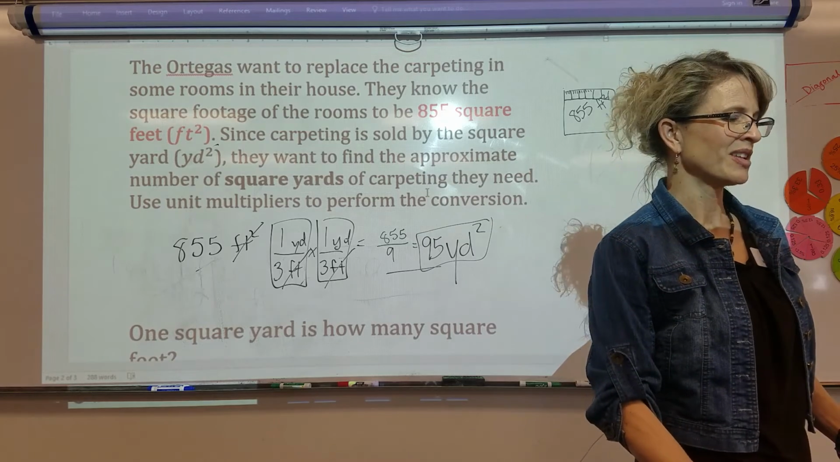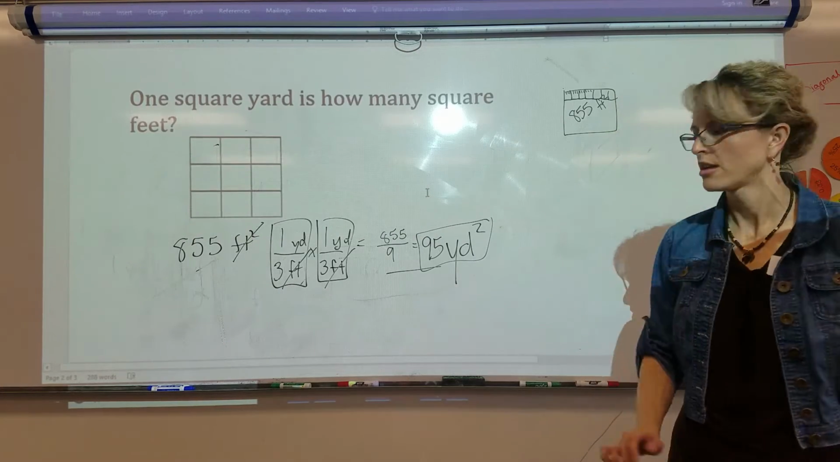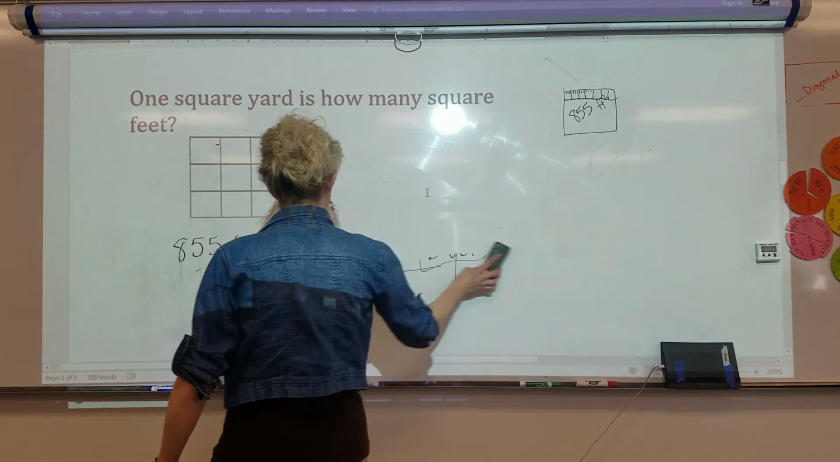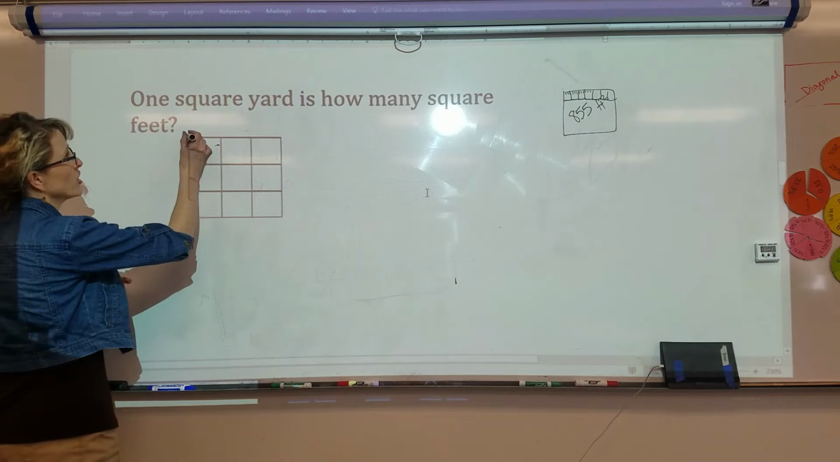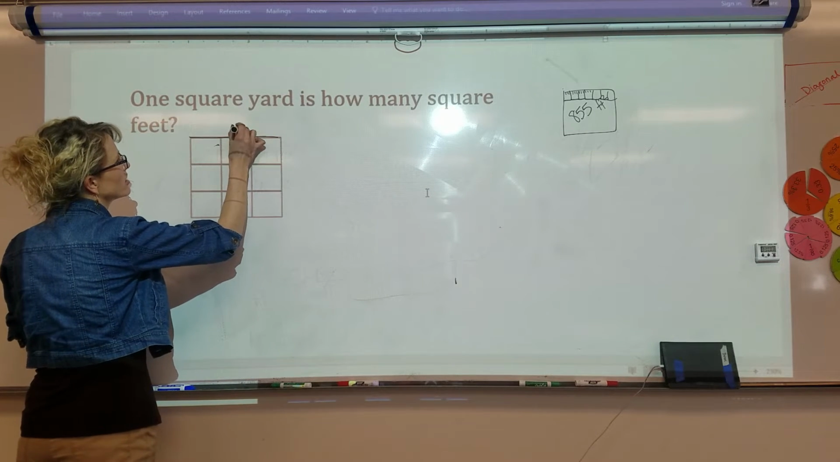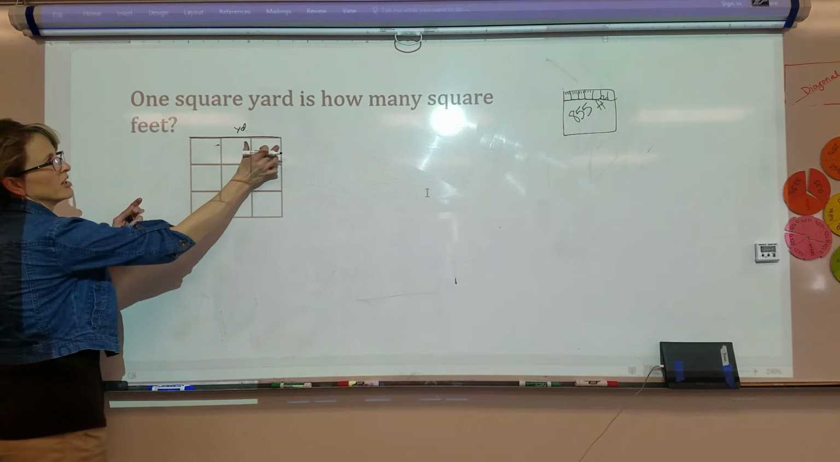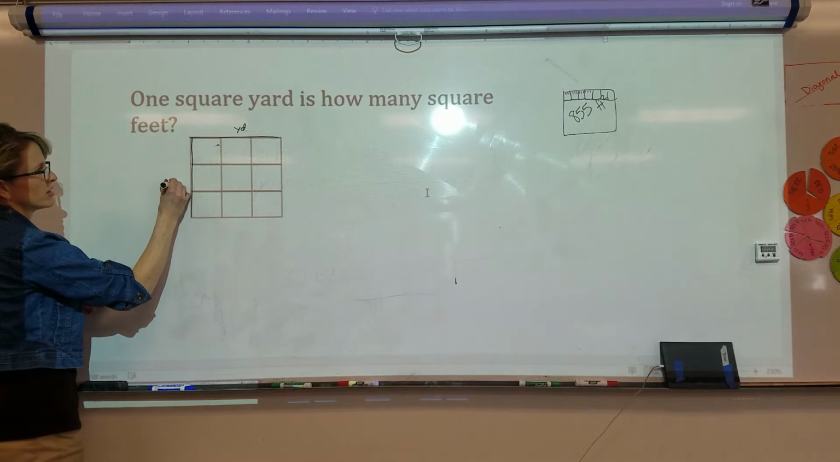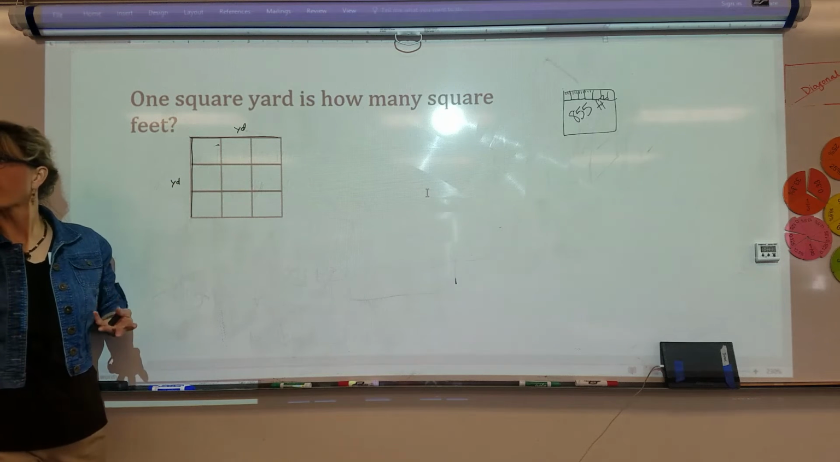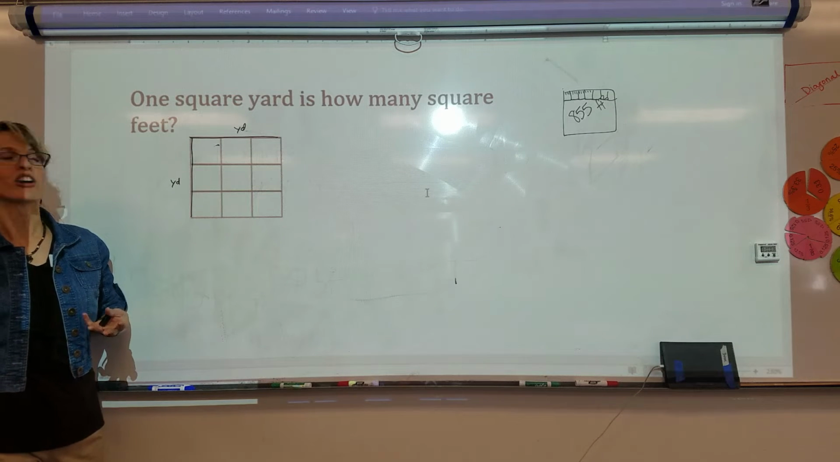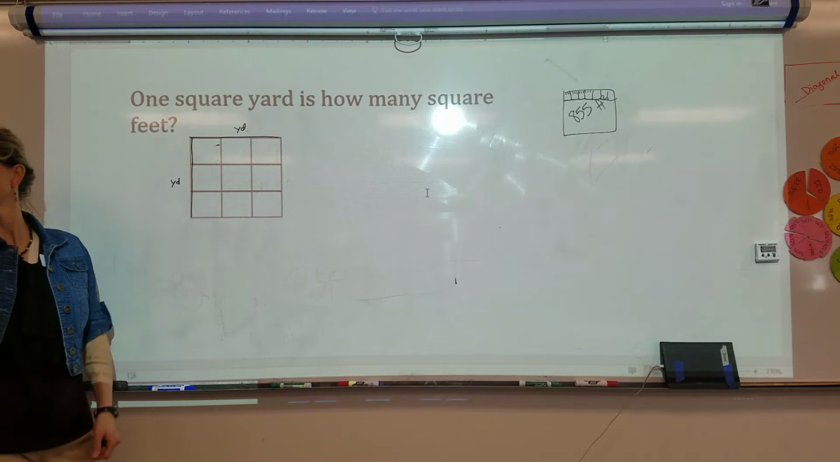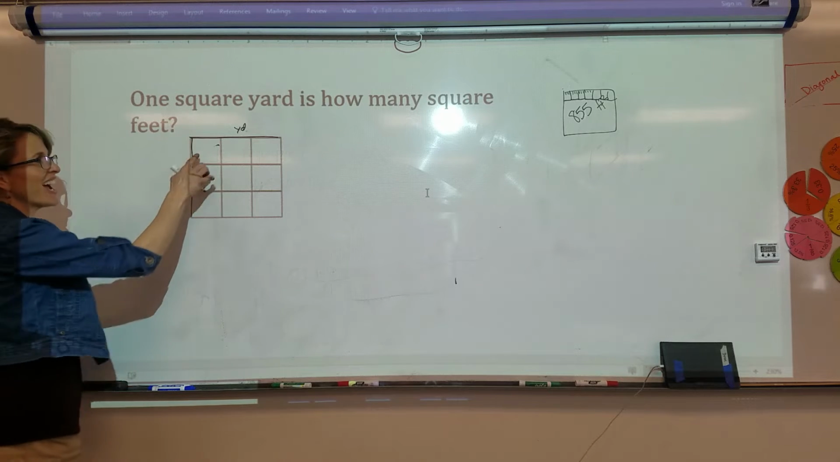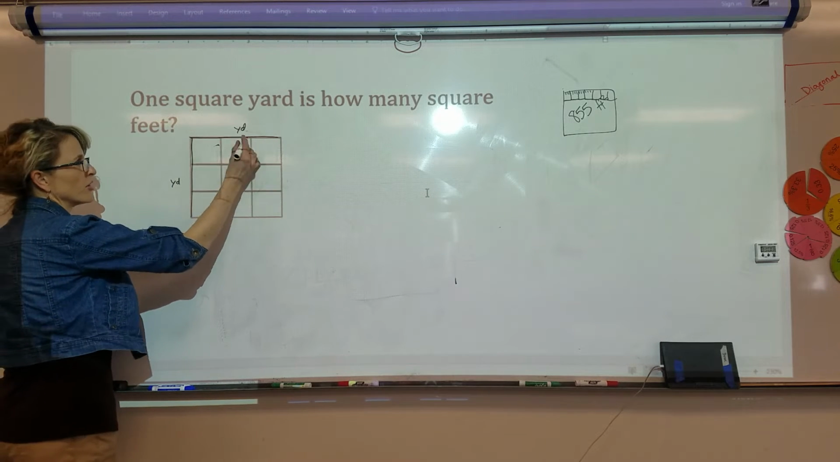Some of you are like, I see a little bit more. So if this was a picture of a yard across, this is a yard. You can see the 3 feet here. This is 1 square yard. Visually, how many square feet are in the square yard? You ready? 9. So this is a foot by foot. So there's 9 of them.